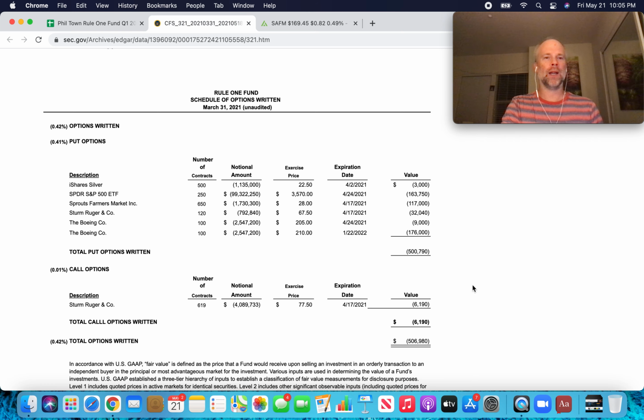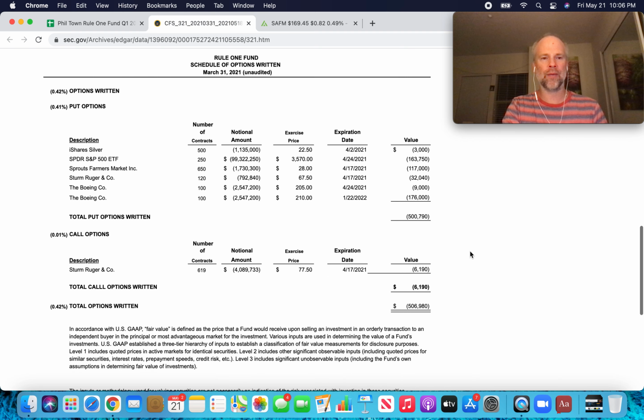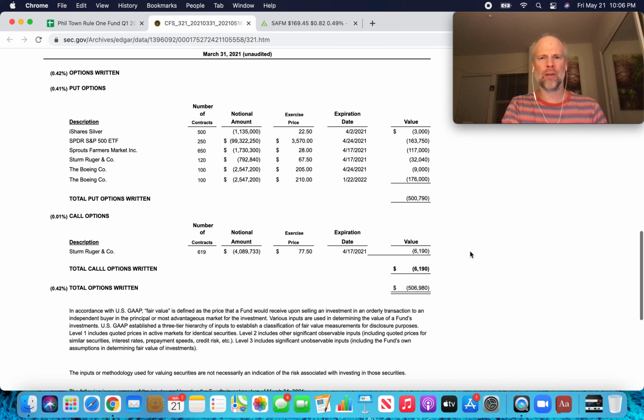And then he did sell one call option on Sturm Ruger. So you can see selling a put and then selling a call for Sturm. That's probably another one of those straddle strategies. I don't even know what the terminology for these things is. But the big news that I'm seeing, obviously, is the two new positions in Sanderson Farms and Barrick Gold, and then in the put options, the silver ETF and Sprouts Farmers Market. Those are the things that jump out at me here, things to keep an eye on in future Rule 1 filings.